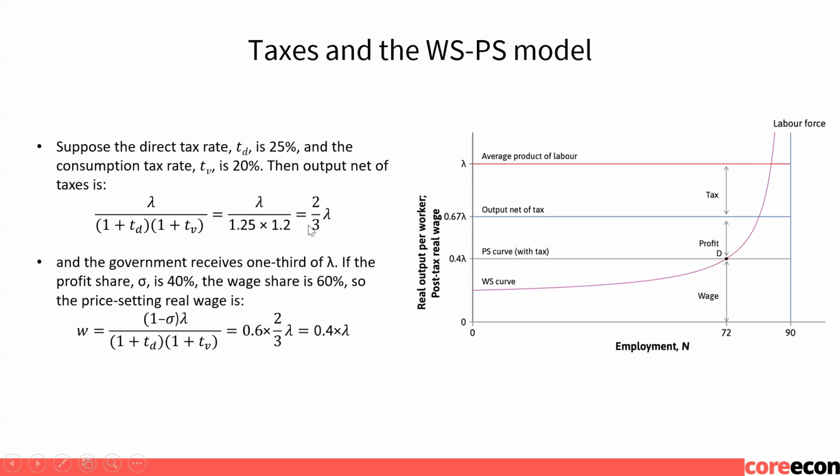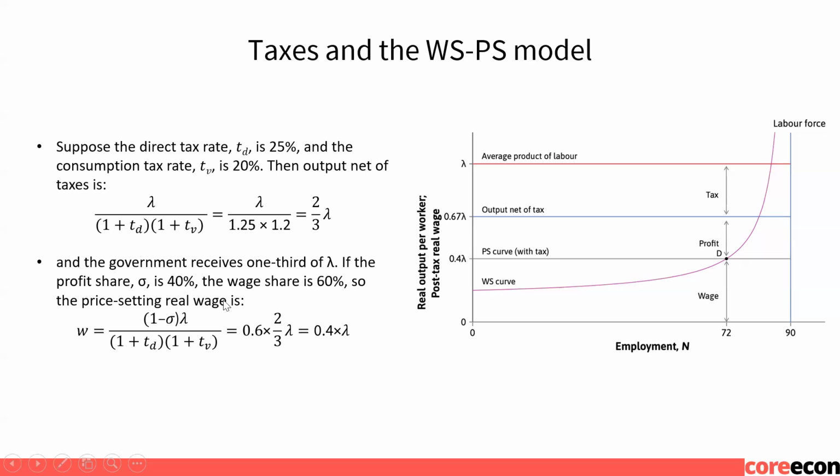So this is the productivity of labor, and this is the portion of it shared between firms and workers. The rest goes to the government. So this is output net of taxes. The government receives 1/3, because 2/3 is shared between workers and firms and 1/3 is captured by the government. And if the profit share sigma is 40%, the wage share would be 60%, so they add up to 100%.